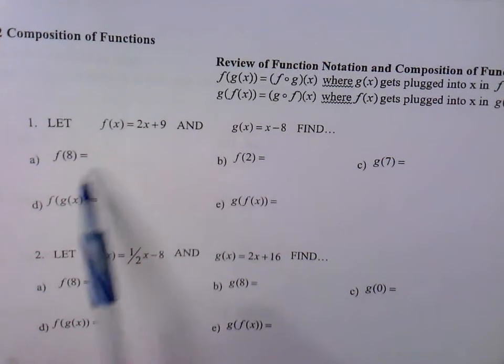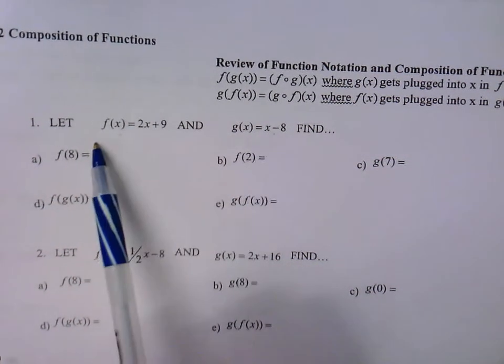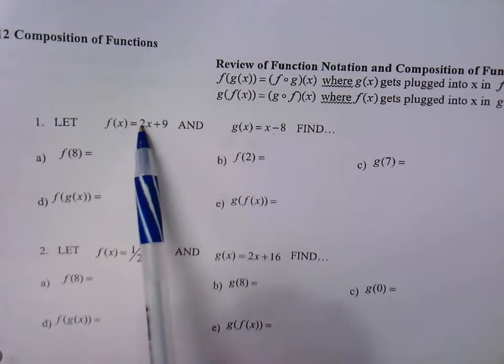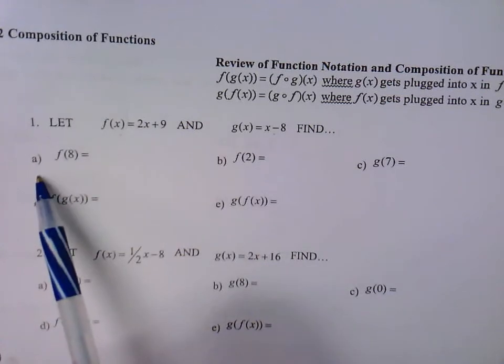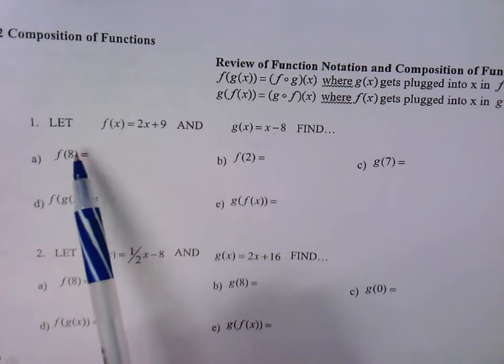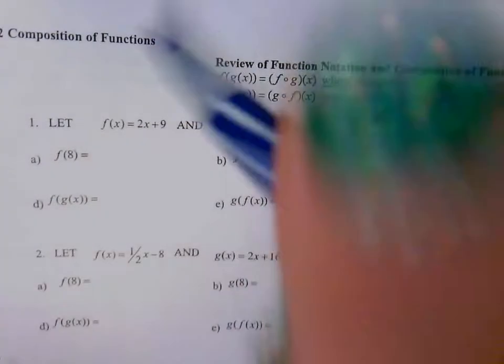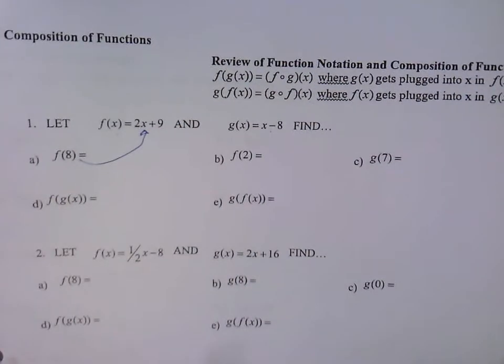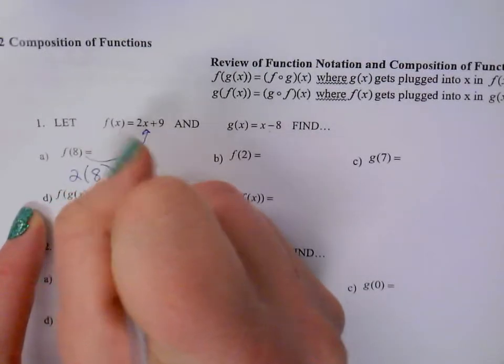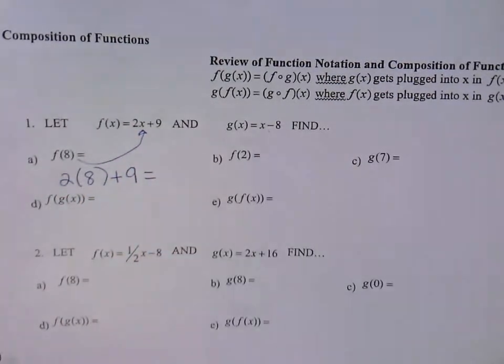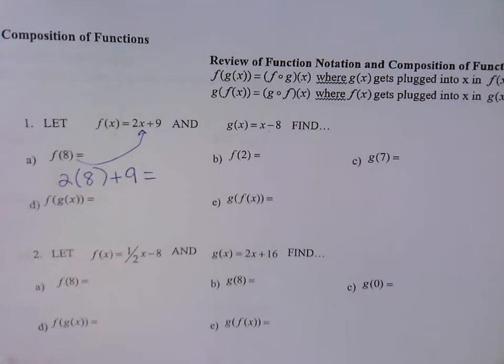These are just functions, right? They've been given the name f of x. They've been given the name g of x, just so that you can tell them apart. So in part A, f of 8, you just go to the f function and plug in 8, right? On the right-hand side, because the left-hand side is just y equals. So all you have to do for part A is 2 times 8 plus 9, and you'll have your evaluated answer. So 16 plus 9 is 25.